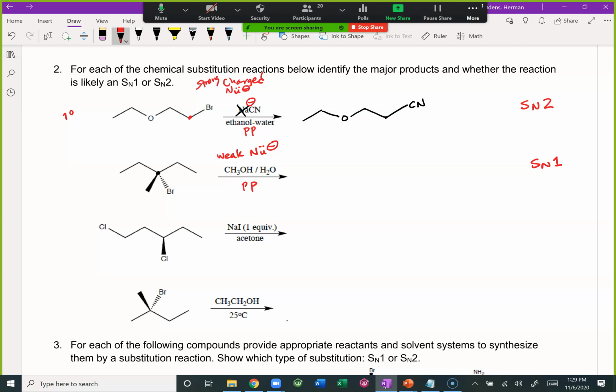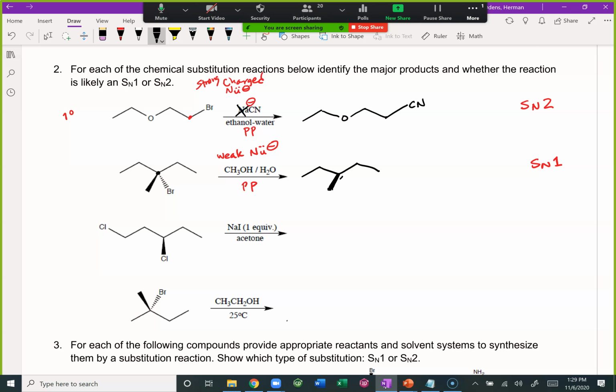Usually it's retention of configuration, 50%, and then 50% inversion, right? But we don't have a chiral center. These two groups are just tricking us. So basically we'll have, let me change the colors, we'll have this. The first one, I'm just going to keep the configuration because it's not chiral.